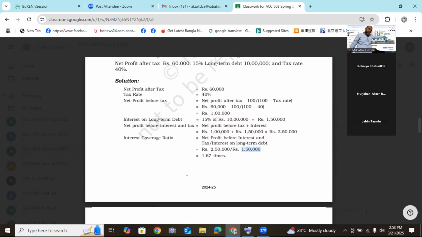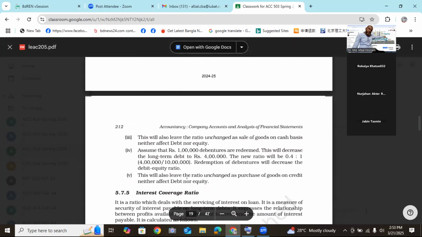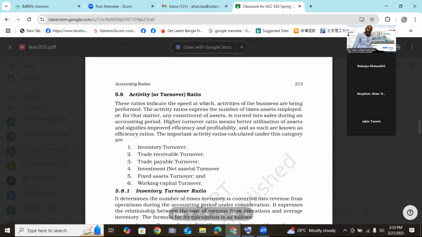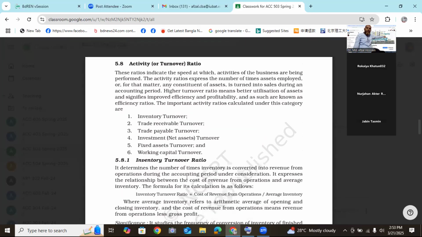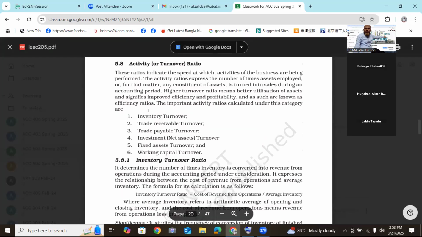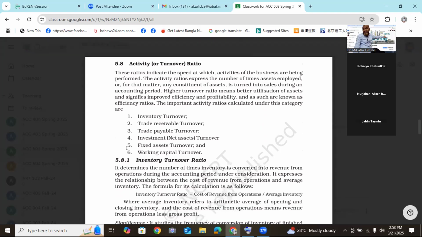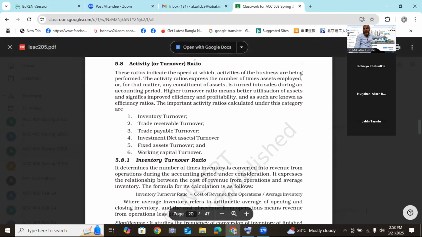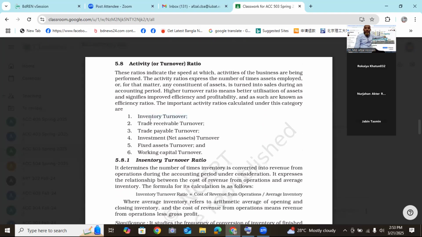You got this? Yes, sir. Okay. Now the third type of ratio is called activity ratio. Under activity ratio, you have to do 6 ratios. That means inventory turnover, trade receivable turnover, trade payable turnover, investment turnover, fixed asset turnover, working capital turnover.